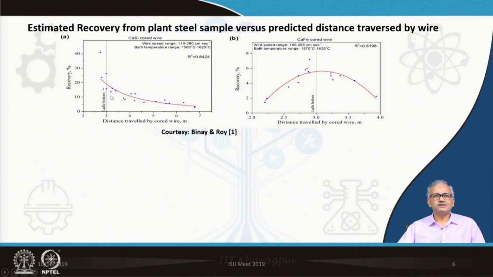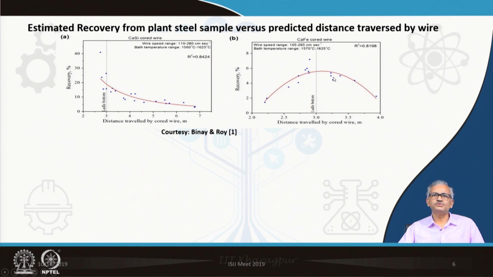As the distance traversed by the wire increases for delayed melting, that is when the wire does not melt even after reaching the bottom, in those cases the recovery is less, and recovery becomes lesser and lesser as the distance traversed by the wire increases beyond the ladle bottom, and that is expected. So it is very nice data. The industrial data shows that the recovery really becomes maximum when the wire melts just at the ladle bottom.